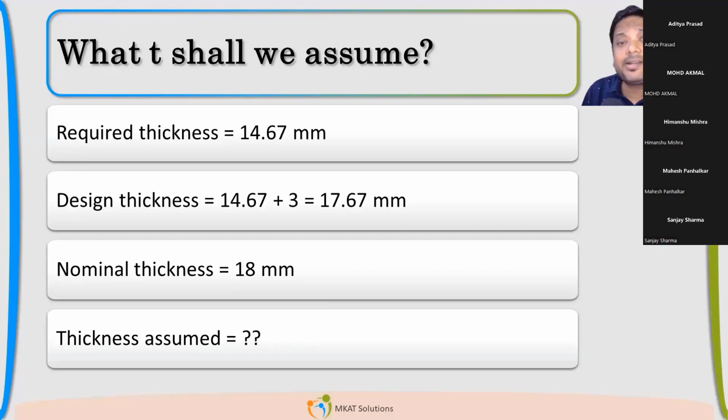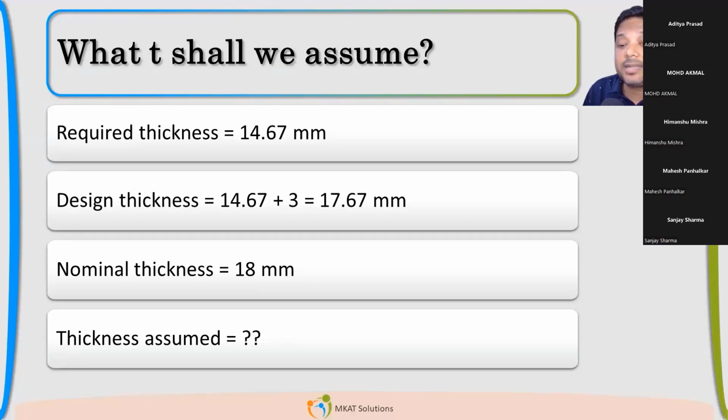This is the result of the internal pressure calculation which we did for the same values for the same pressure vessel. So the required thickness we got after calculating from the formula was 14.67 mm. The design thickness, which we call after adding the corrosion allowance, we got 17.6 mm.